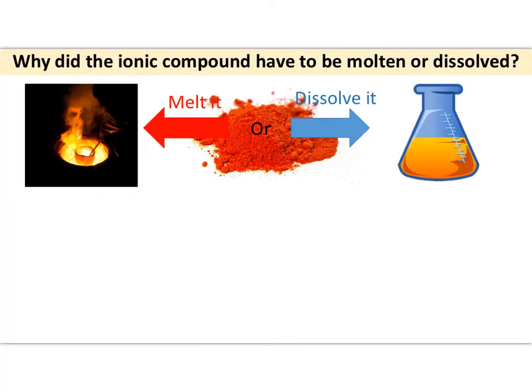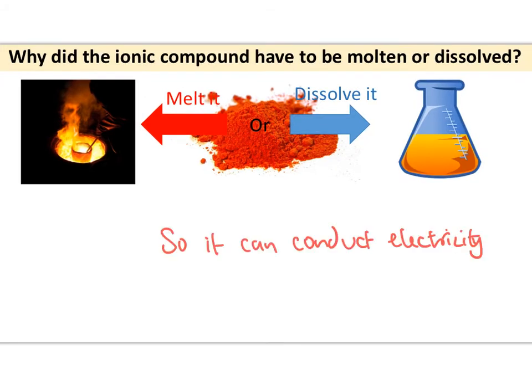So just a quick refresher. Why was it necessary for the ionic compound to be molten or dissolved if we're going to do electrolysis? You just think about that for a second. Well, it was so it can conduct electricity. So can you remember why an ionic compound only conducted electricity when molten or dissolved? Just have a little think.